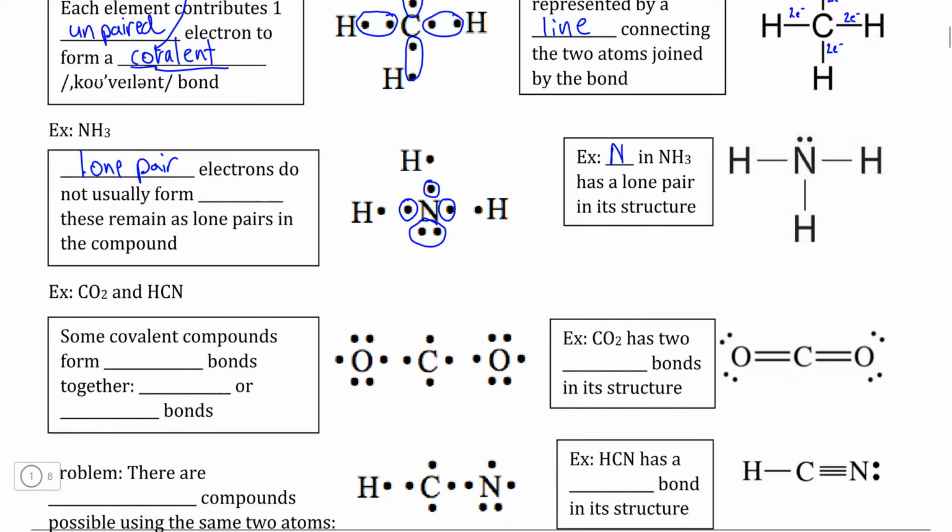And most of the time, there are some interesting exceptions to this, but most of the time, lone pairs are not involved in bond formation, and we can see that the lone pair of nitrogen as an element remains as a lone pair in the compound NH3, and then the remainder of the bonds form when hydrogen and nitrogen share each of their unpaired electrons like so, resulting in three bonds.